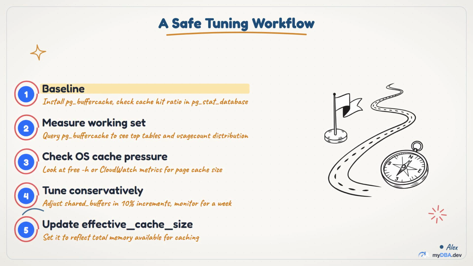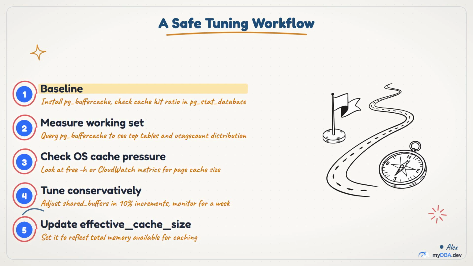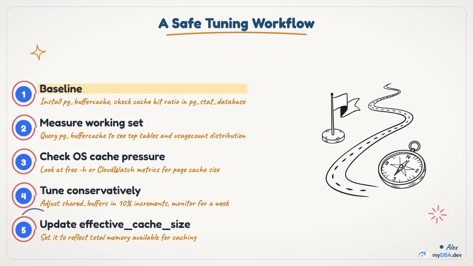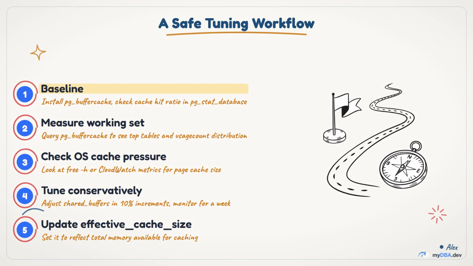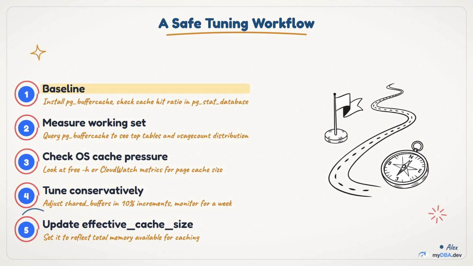Finally, after you change shared buffers, update effective cache size to reflect the total memory available for disk caching. For example, on a 64 GB machine with 12 GB shared buffers, you might set effective cache size around 40 GB. But adjust this based on your actual system's memory usage patterns and available RAM for caching.